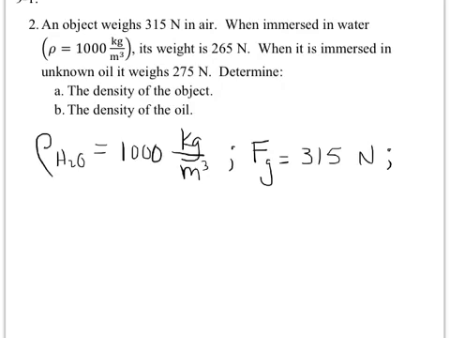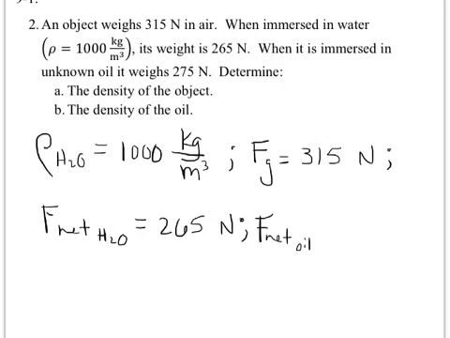Very good. Remember, people, write this down, F net is the apparent weight. You're told that it weighs 265 in water. That is the apparent weight in water. Because you weigh less in water, right? So I can start by writing F net water. And I need 2 subscripts here, which is annoying, because I have another F net as well. Helen, what's the other F net? F net in the oil is 275. Good.